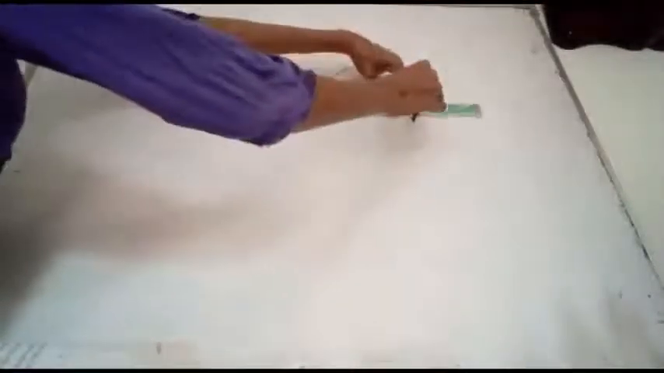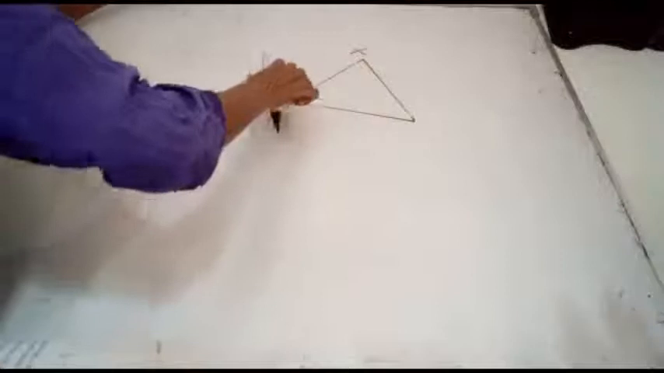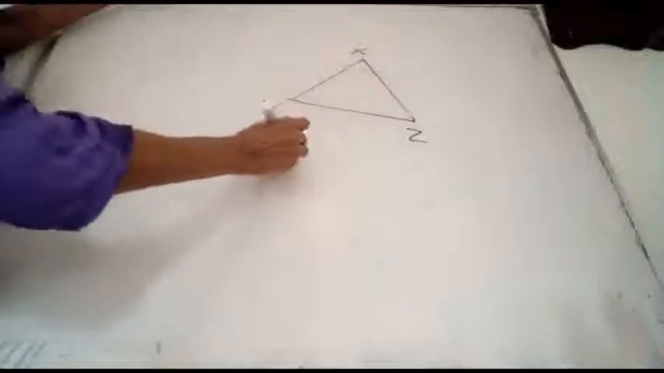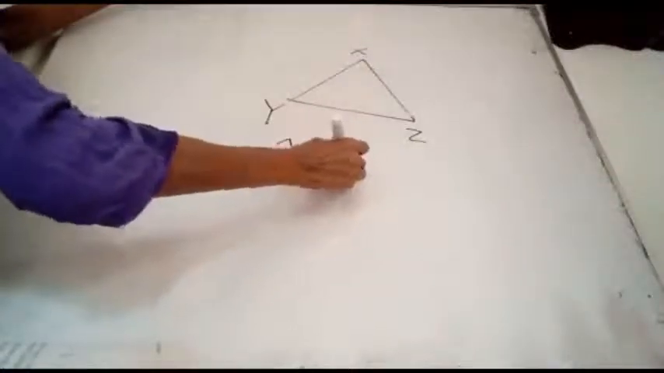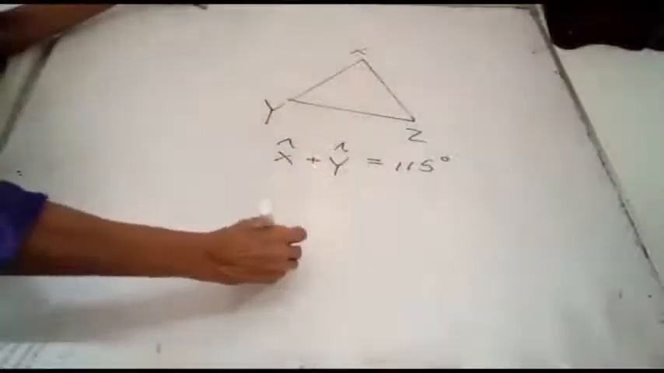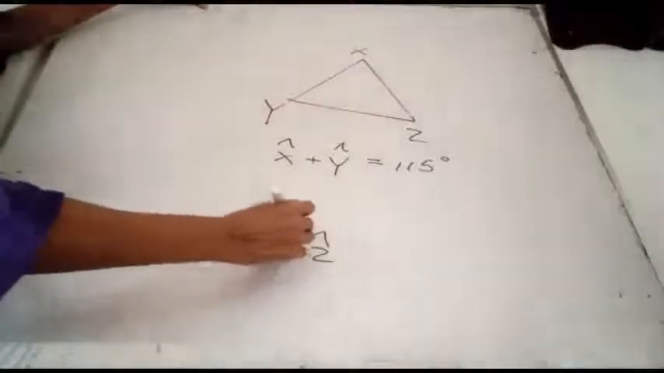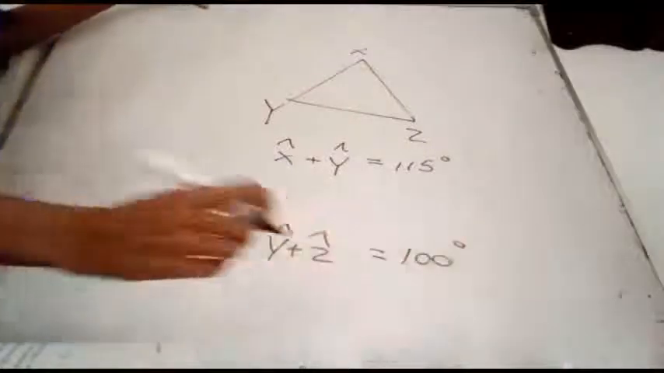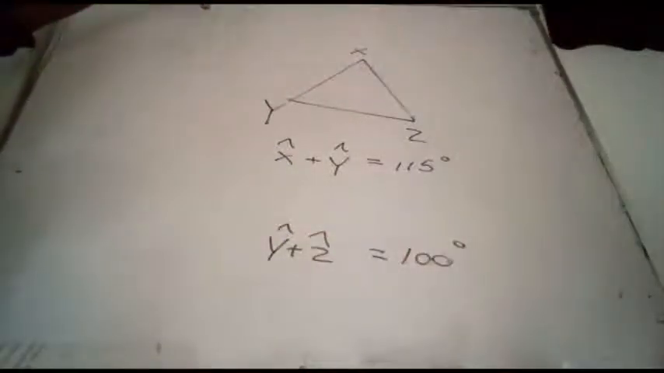Question number 4. In the triangle XYZ, x plus y is equal to 115 degrees, and y plus z is equal to 100 degrees. Find the magnitude of x, y and z.